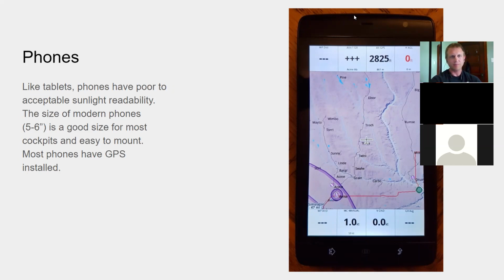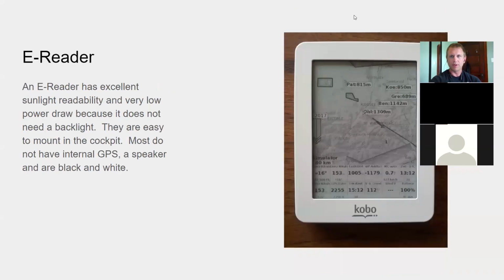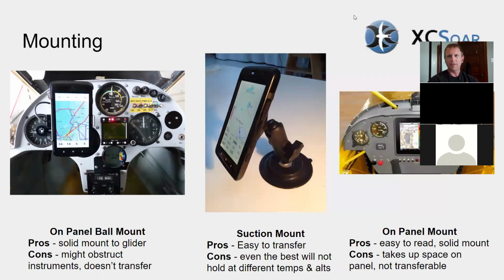I'll move on here. And then e-readers, I said they have excellent readability, but you do have to have an external GPS, and most of them don't have Bluetooth, so you either have to hack into it and wire some things in there, or have an external device on the USB port. So I think I see some questions coming in.